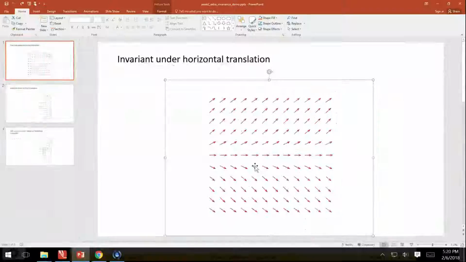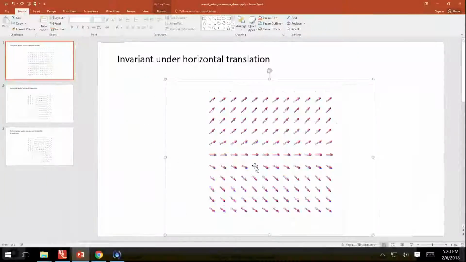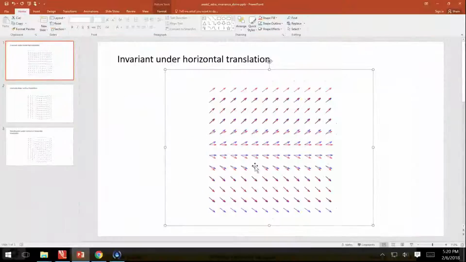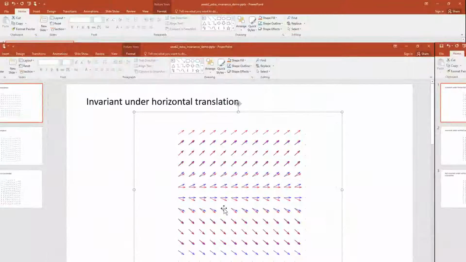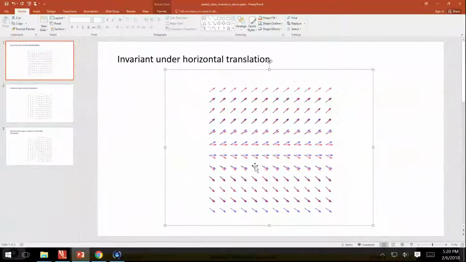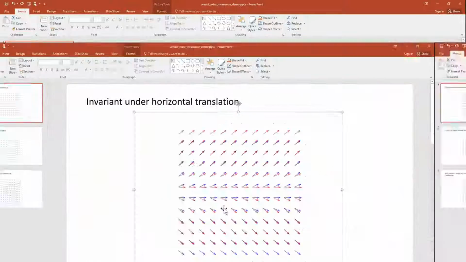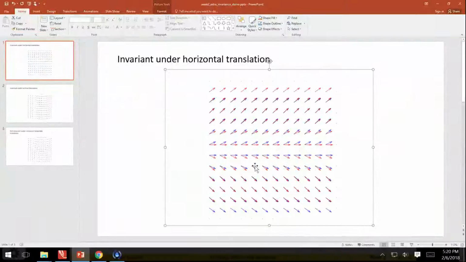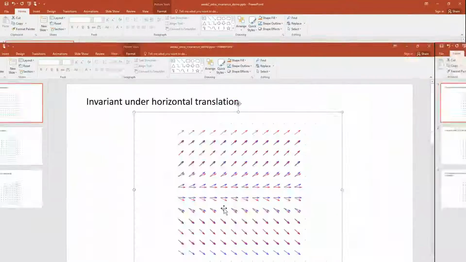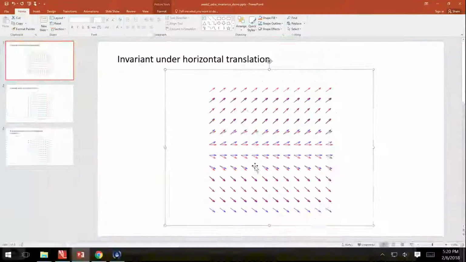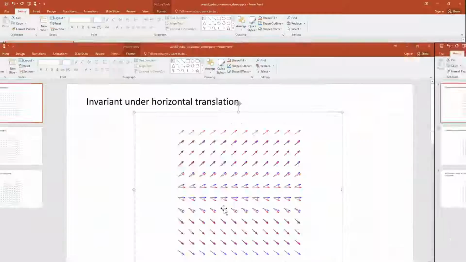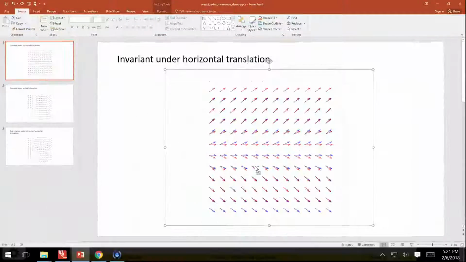At the same time, if you try to move it vertically, 1 unit vertically, then it is not invariant under vertical translation, because when you move each vector vertically, it does not get to exactly the same vector. So it is invariant under horizontal translation, but not vertical.